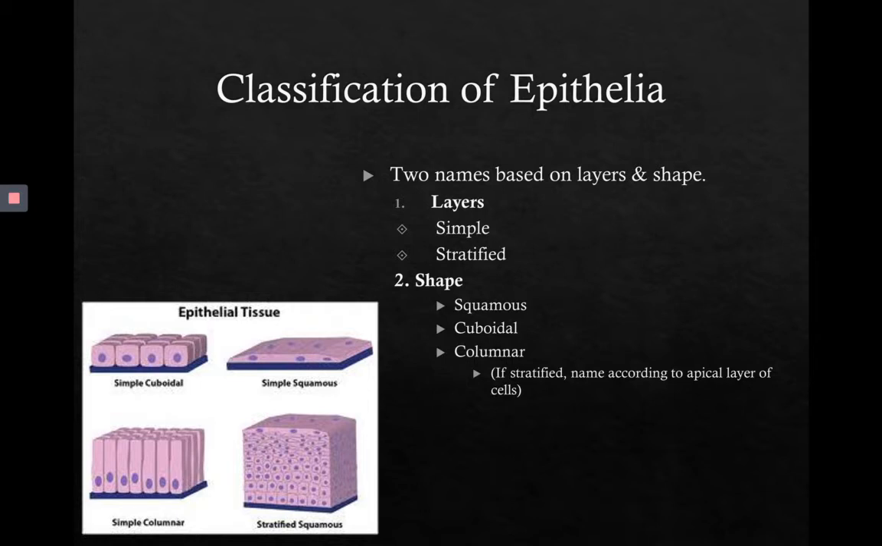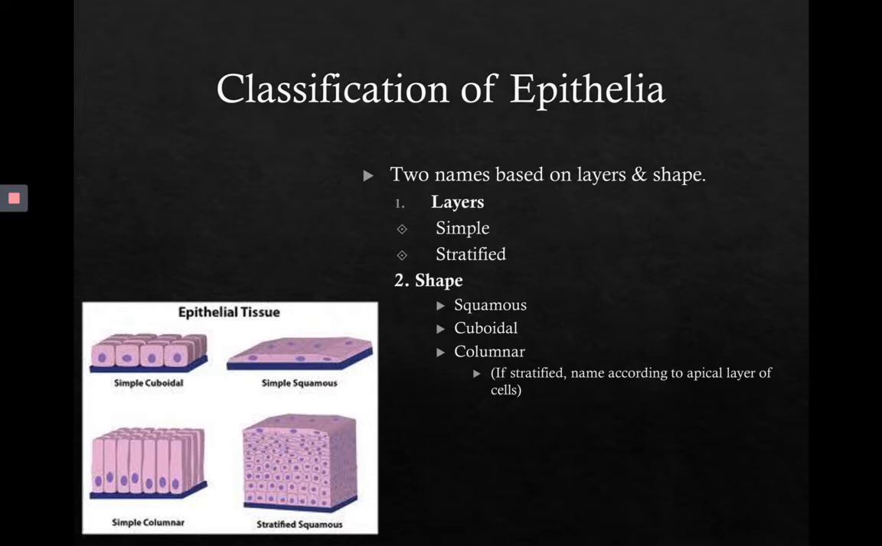Well, two ways. We name them based on the number of layers, and we name them based on the shape of their cells. So if we just have a single layer of epithelia, we call that type of layer simple. If we have two or more layers, we call that type of layering stratified. So you can see that this one, this next one, and here, the top two and the bottom left, are all simple types of epithelial tissue.